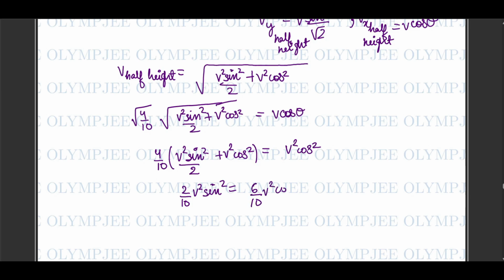So squaring both sides, we will get 2 by 10 v square sine square is equal to 6 by 10 v square cos square, which gives us tan square is equal to 3, tan theta is equal to root 3. Sorry, I have omitted theta many times. So theta is 60 degree.